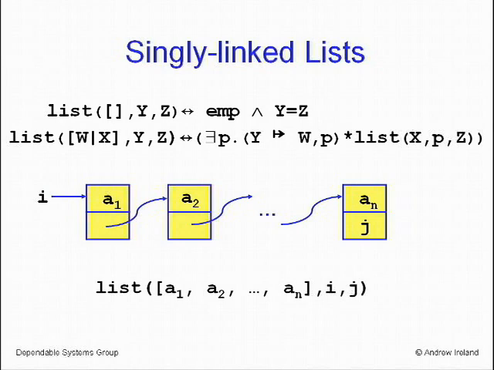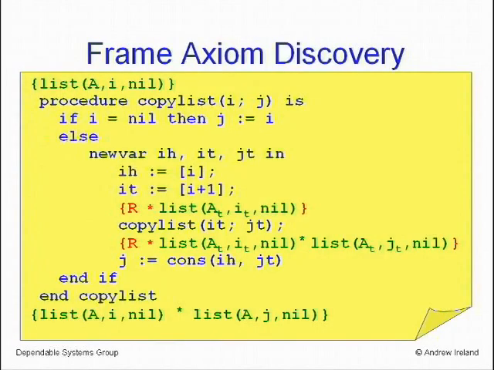Okay, so we're going to use this definition a few times now. So the first challenge, if you want to automate verification efforts in this logic, reasoning about pointer programs, is you've got to invent these frame axioms. So this simple example here is a copy list example.